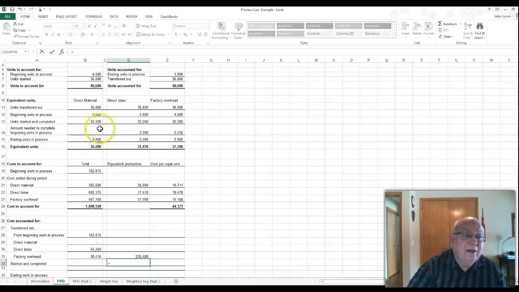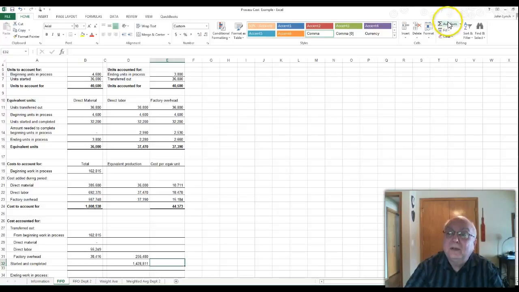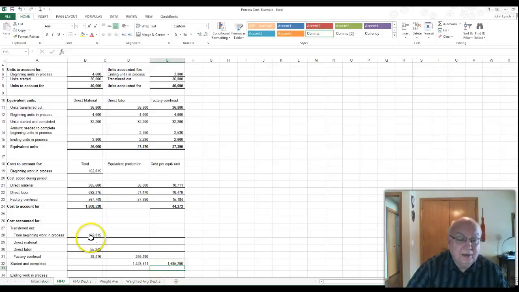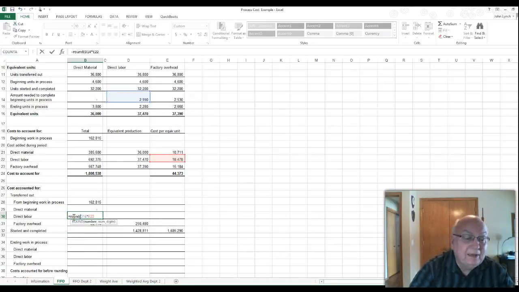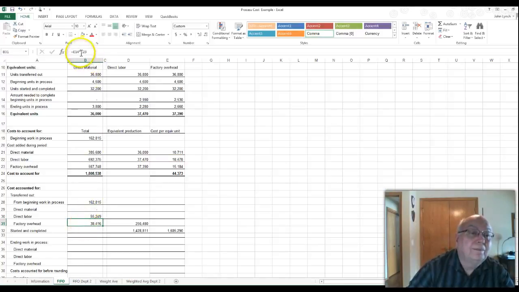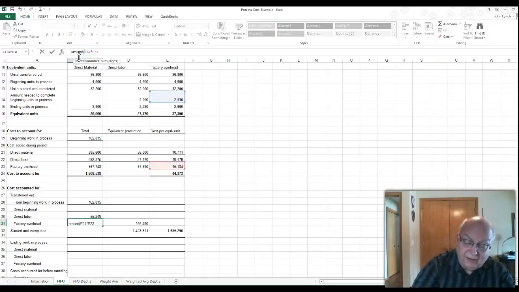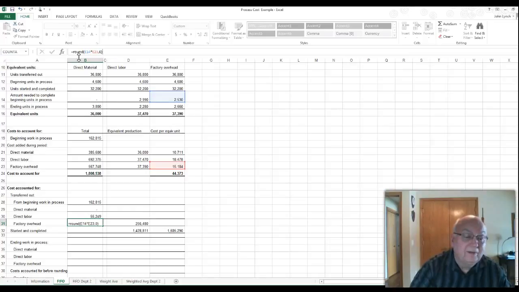Now for the units started and completed, we take any one of those 3 numbers up there times the 32,200. My total of 43,773 gives me that number, which I then will take those 2 and add together to get 1,685,91. Don't leave it there. Just do the round function, because it's not coming out quite right. These are going to 0 decimal places, because you don't want to give a false sense of accuracy on those. Okay, there we go. That's better.